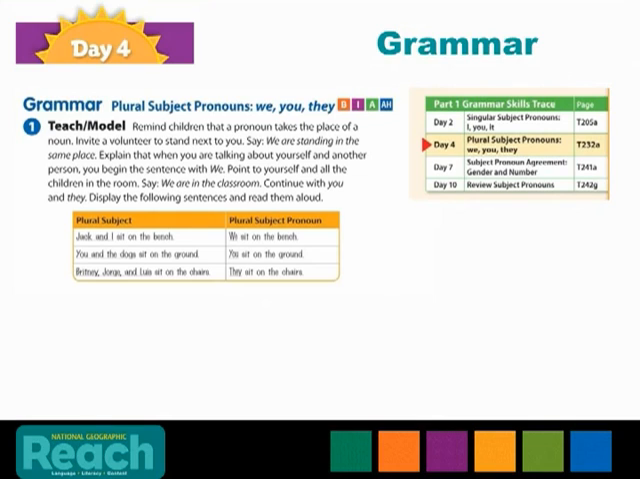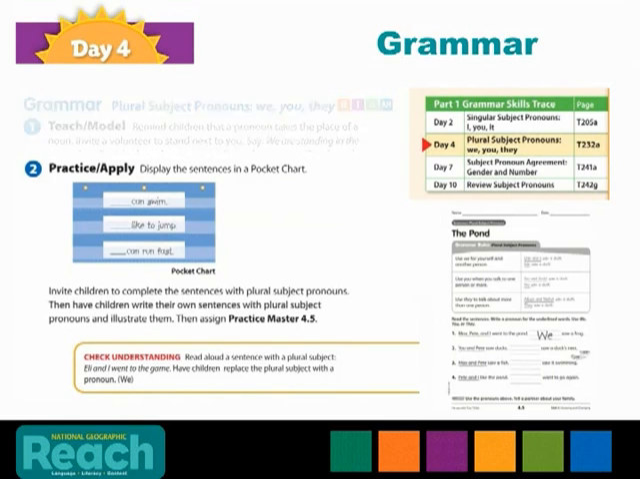Now that we've introduced and begun to build students' academic language, Day 4 begins with the next step of the grammar skills trace. As you can see, you will continue to work with students on the same grammar skill that they learned on Day 2. You will expand on the grammar skill you taught on Day 2 through teach and model. Then, in practice and apply, students will get an immediate opportunity to apply the new skill using their practice book.